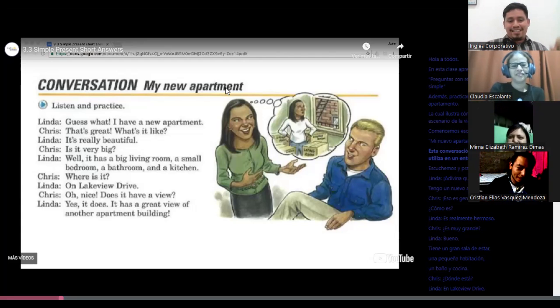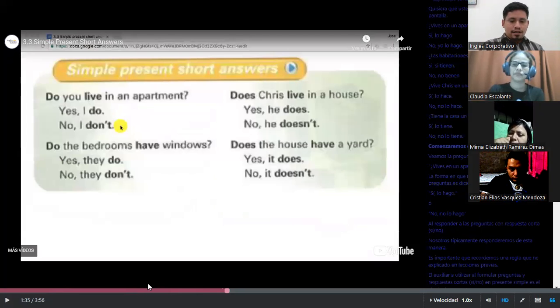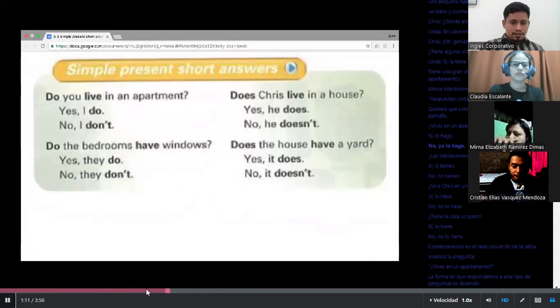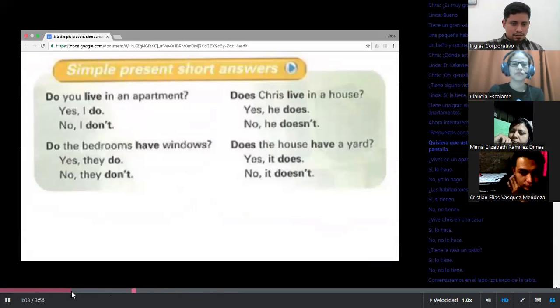So that's the great view that she has. So let's move on. We're going to be working some other things here because you remember the aim of this lesson is to learn how to respond to yes, no questions. How to answer yes, no questions. So we're going to continue with this part: short answers. I would like for you to notice that.